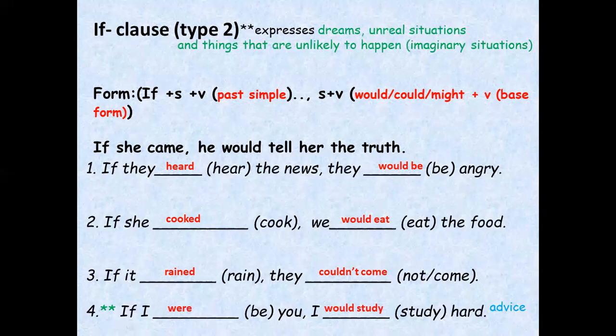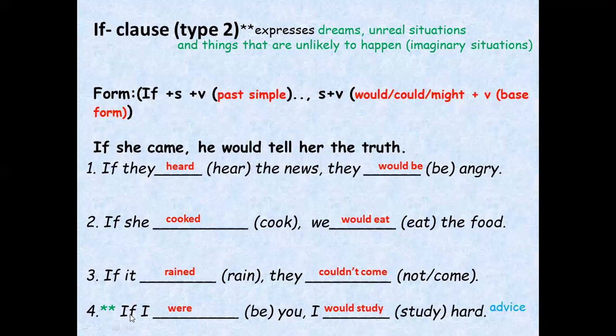It's an imaginary situation. This is why in sentence number 4 we used were. Here it's not just an unreal situation, it's an impossible situation. Would I be you one day? Can I be you? No way. I will never be you. This is an impossible situation, and this is why we use were here. Okay, we use were as the past form of be regardless of the subject. If she were, if he were, if they were, if I were you. We always use were regardless of the subject.